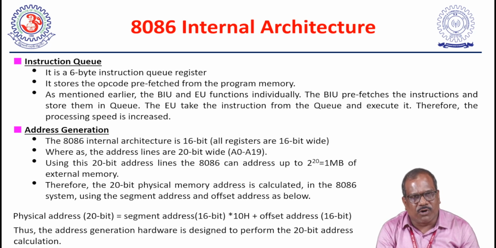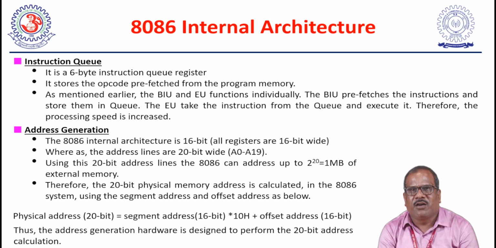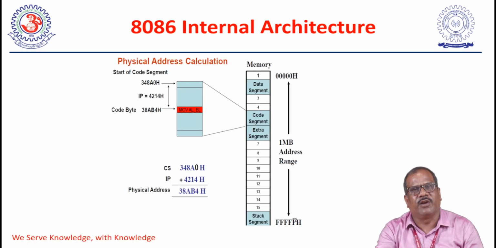The 20-bit physical address equals the 16-bit segment address multiplied by 10, added to the offset address. All the segment registers are combined with a default base register. For example, the code segment default base register is IP, and the data segment default base register is SI, DI or BX. So for the 20-bit physical address calculation, the segment address is multiplied by 10 and the offset address is added. So we get the 20-bit physical address. The address conversion mechanism is also included in the BIU.